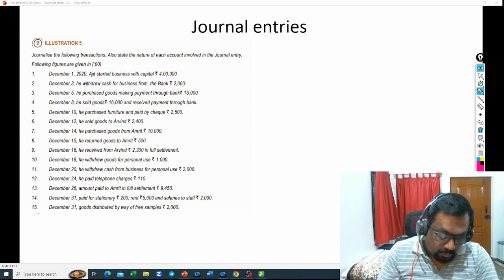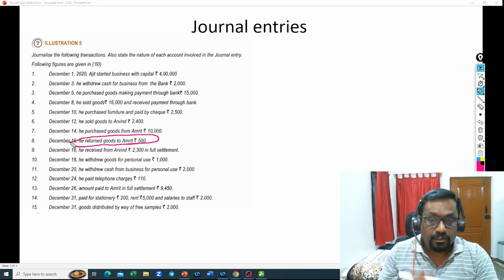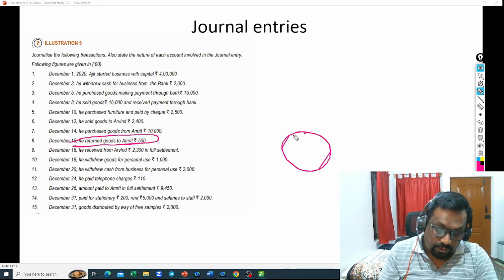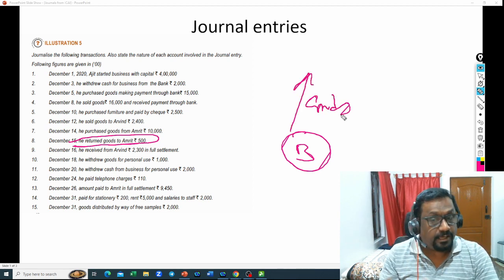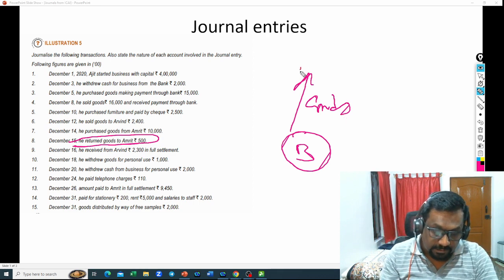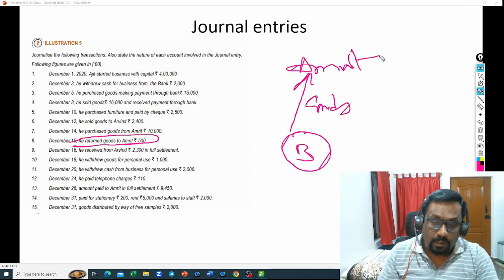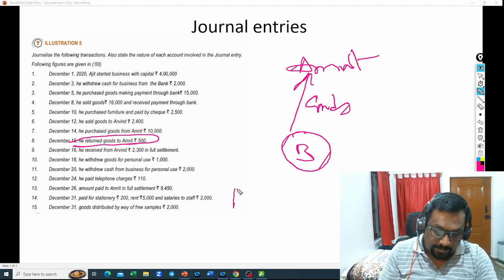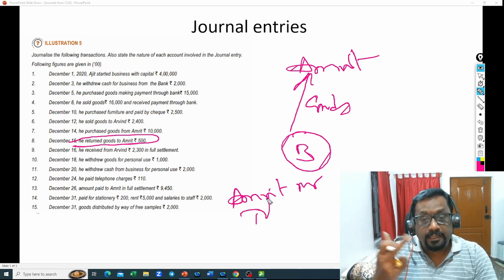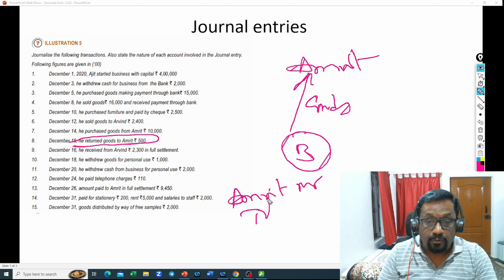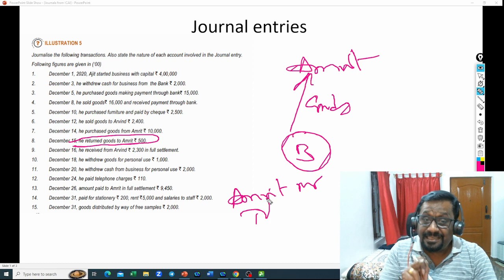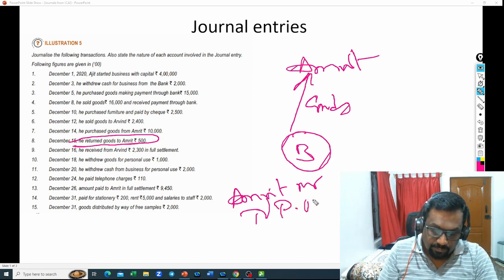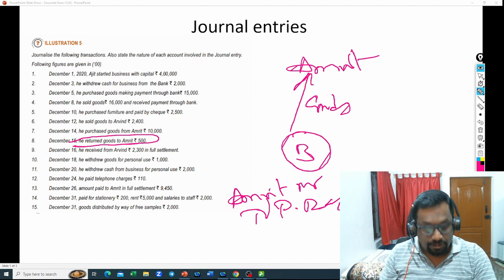Next, he returned goods to Amrit 500. When he returned goods, what goes out? Goods. What comes in? Nothing. When goods are going out, who is the receiver? Amrit. So Amrit is receiving, so debit Amrit. Amrit account debit, goods are going out. When do we return goods? We purchased goods from Amrit and we are returning 500 worth of goods, maybe because those goods were damaged. These are purchase returns. So Amrit account debit to purchase returns account. This should be the entry.